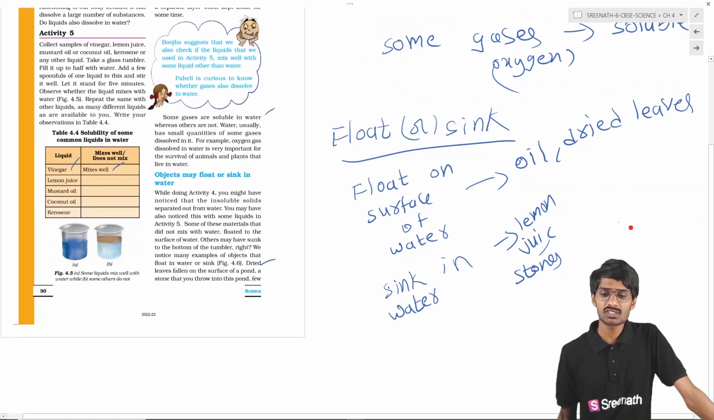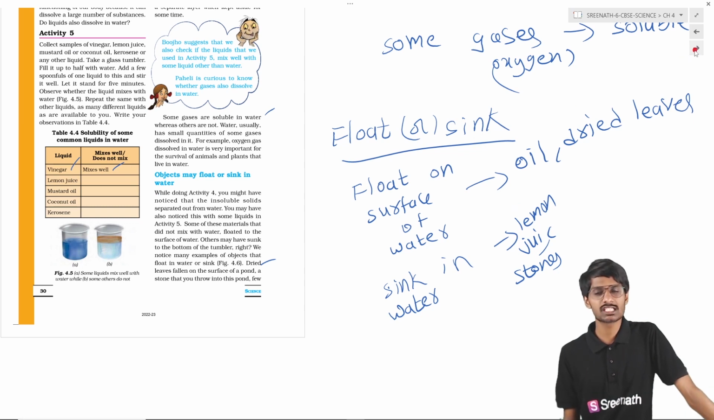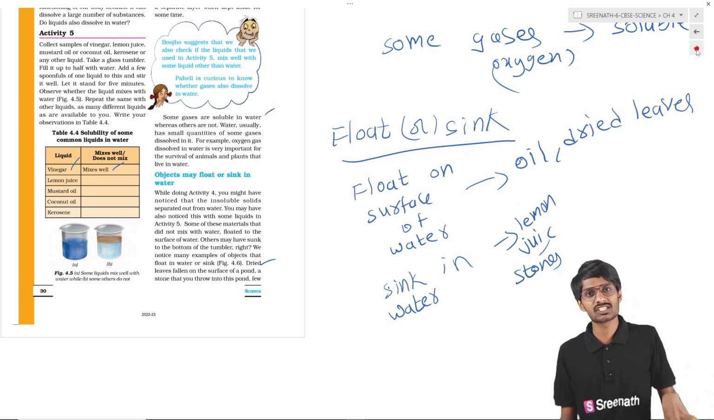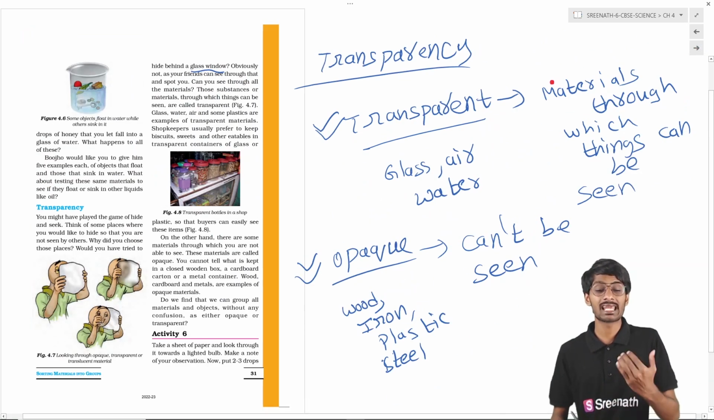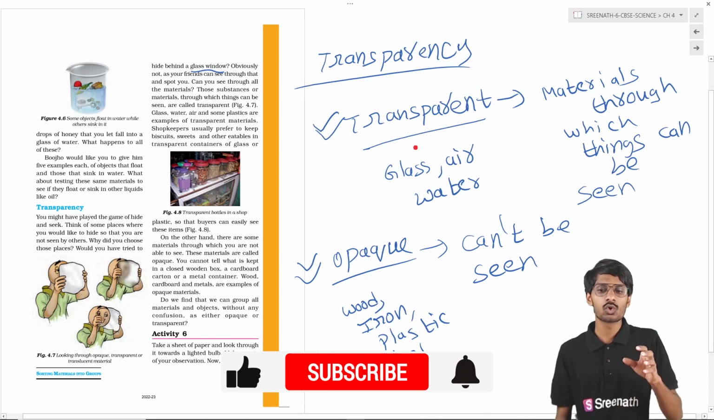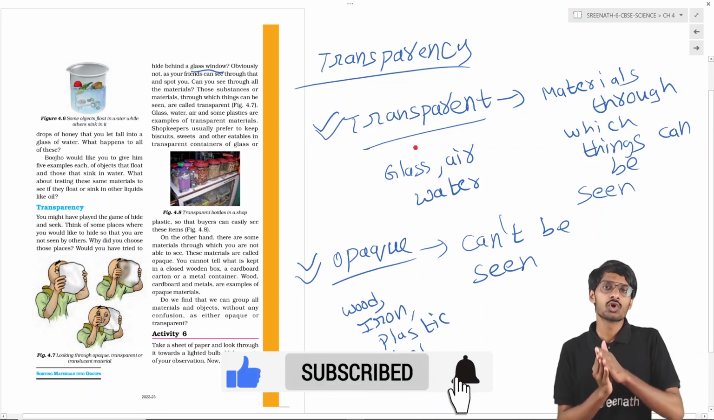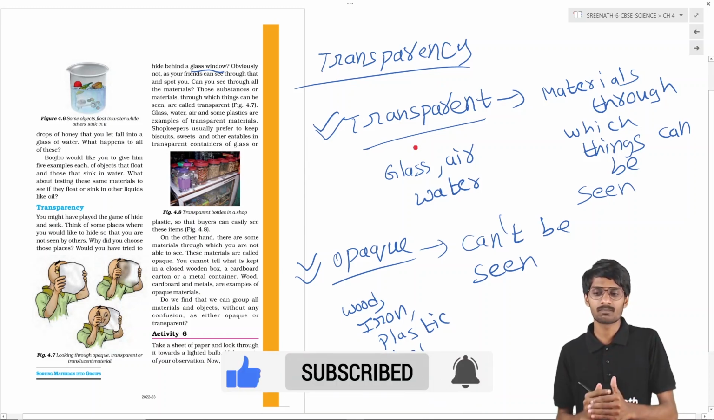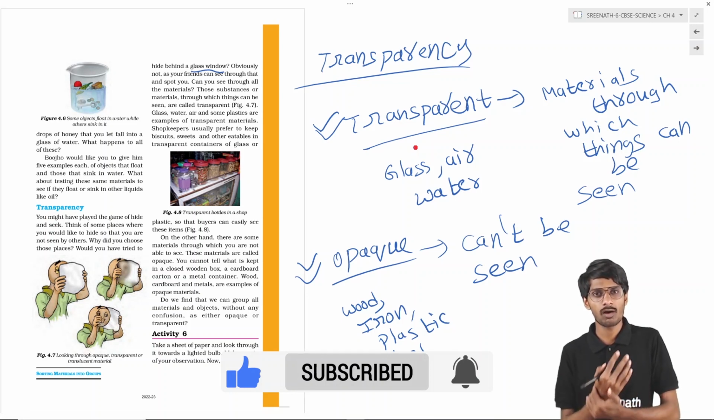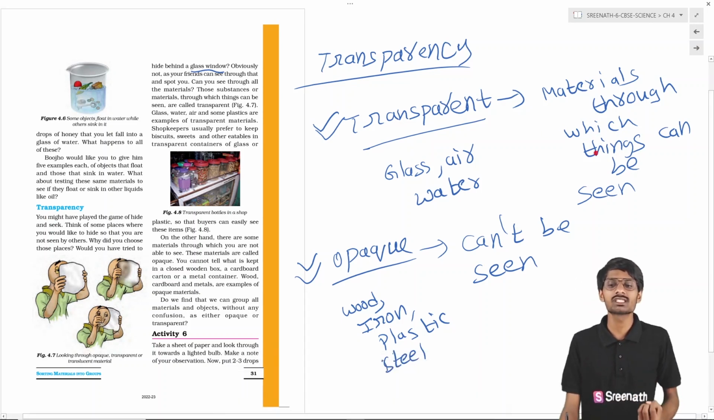But some substances will sink, that is stones, lemon juice, or vegetables, though not all vegetables. Some plastic objects and some metal objects will sink. This is also another property. Next thing is transparency. So transparency: materials or objects through which things can be seen.